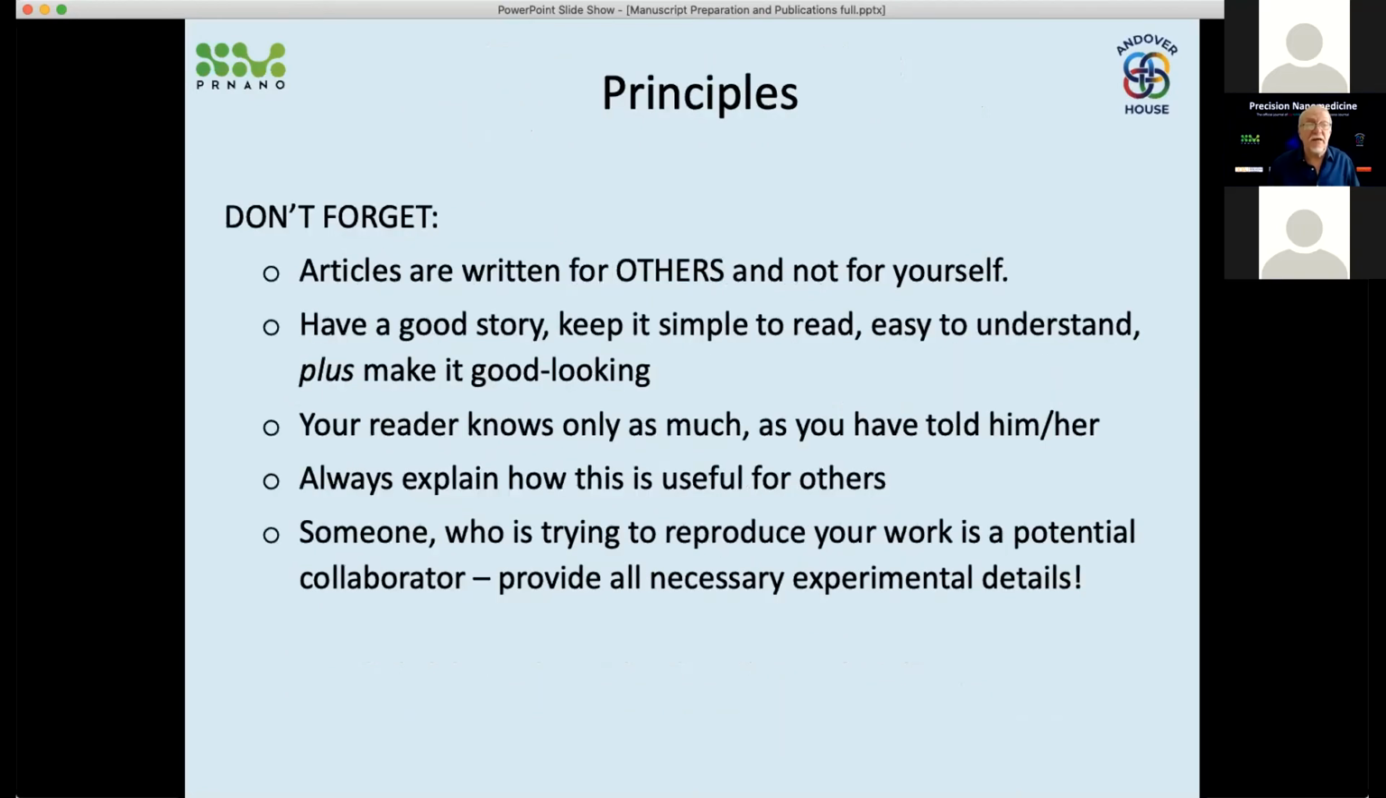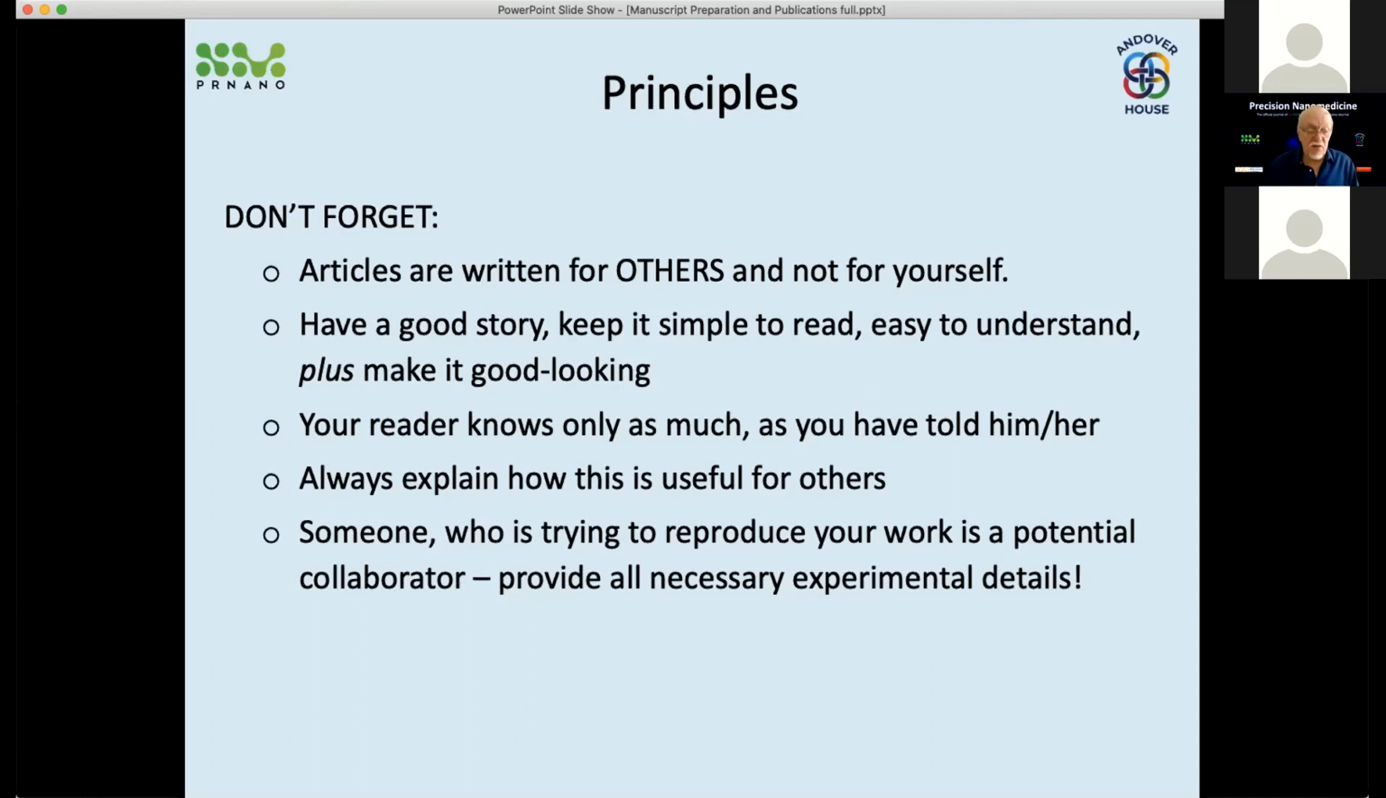she can use it. And there are a few basic principles. Number 1, never forget that articles are written for others and not for yourself. Again, it's not a lab notebook. It is a story. Have a good story. Keep it simple to read, easy to understand, plus make it good looking. Your reader knows only as much as you have taught him or her. Again, an often committed mistake: oh, everybody knows. You think that everybody knows what you do.